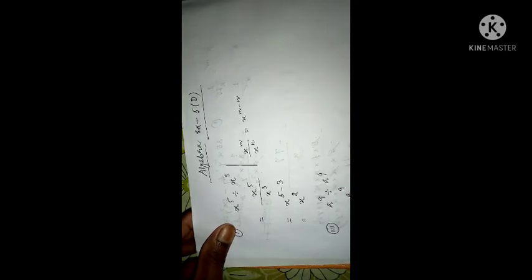9 minus 4. Okay, that means the power of your... Because here a to the power 9 divides a to the power 4 means a to the power 9 by a to the power 4, which means from the power of your numerator you subtract the power of your denominator. That means here a to the power 9 minus 4. Now that is your 9 minus 4 gives us what? a to the power 5 is our answer. Okay.